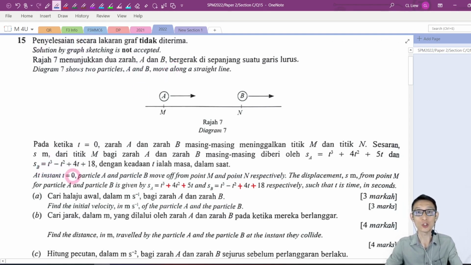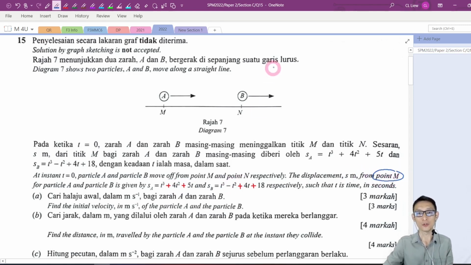At instant t equals 0, particle A and particle B move off from point M and point N respectively. The displacement s meter from point M for particle A and particle B is given by these two displacement functions. So be careful. The reference point for these two displacement functions is point M.